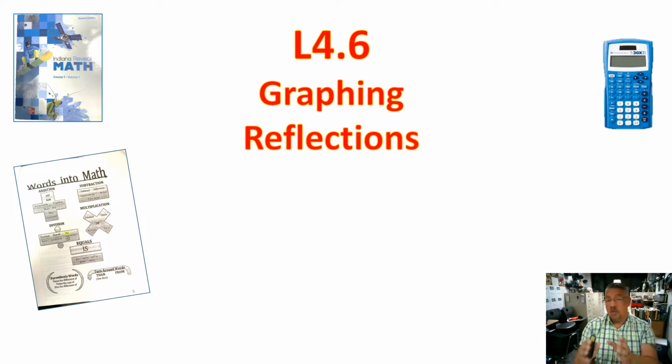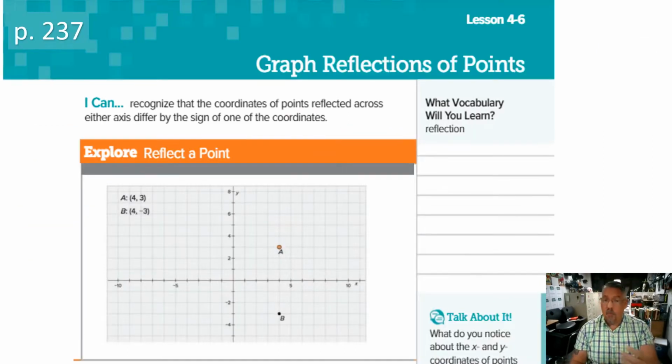My first number is always going to be my x. If it is positive, then I know I'm going to run to the right. If it's negative, I know I'm going to run to the left. My y is my second number. It tells me if it's positive, I'm going to jump up. If it's negative, I'm going to jump down. So when I put a point on a coordinate plane, I'm always going to run, and then I'm going to jump. Graphing the reflection then is understanding what that means when it comes to a reflection.